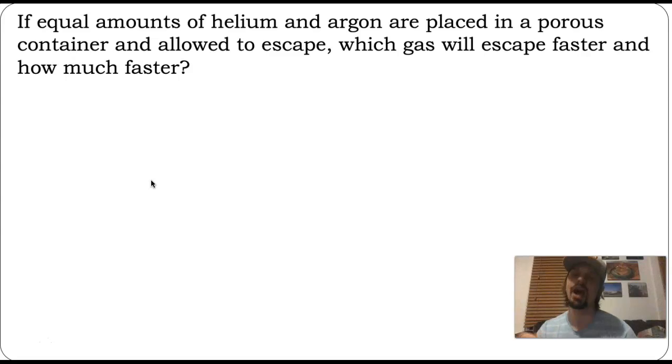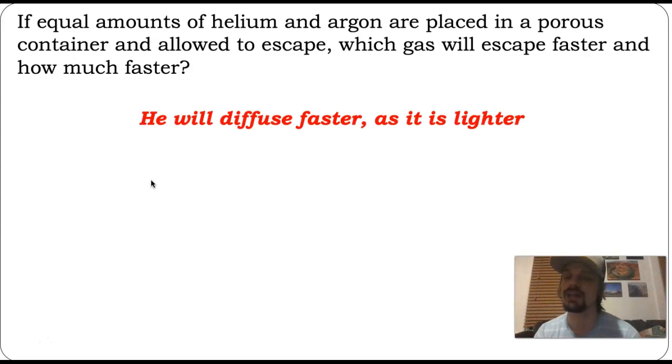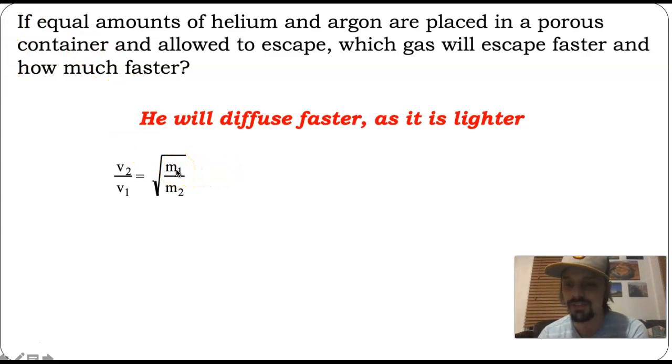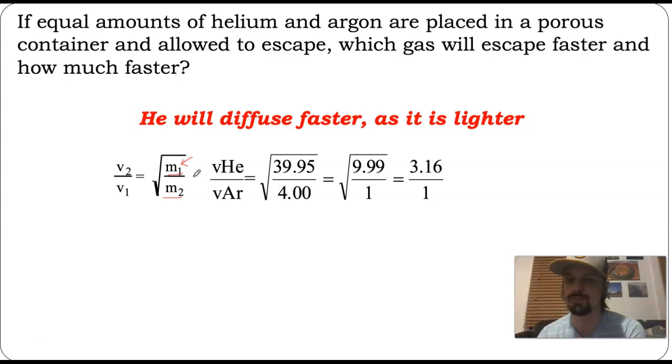Now the second question, how much faster, I need to use my equation. That equation compares the mass of the heavier substance to the mass of the lighter substance, and it's going to tell me the ratio. So the heavier substance is always going to go on top. Who's the heavier substance? Argon. So I'm going to put argon's molar mass here, and helium's molar mass here, and take the square root of that ratio. It ends up being 3.16 over 1.